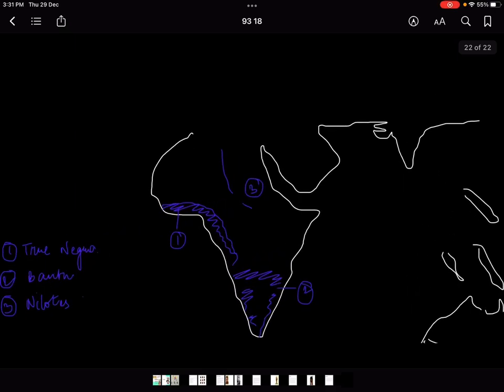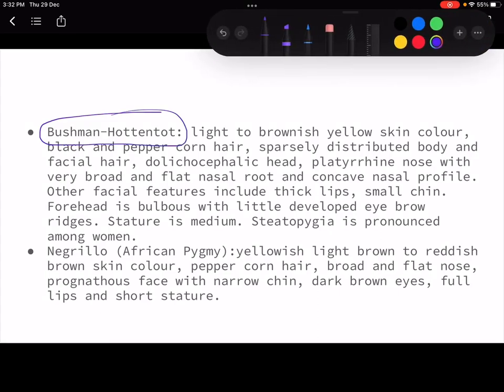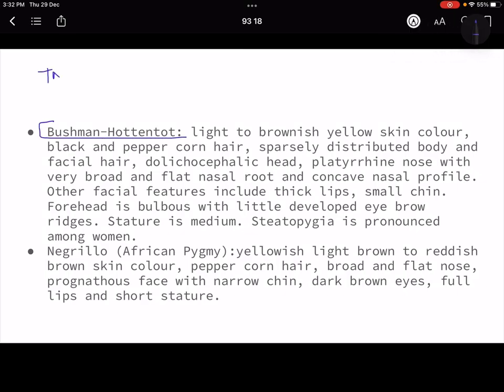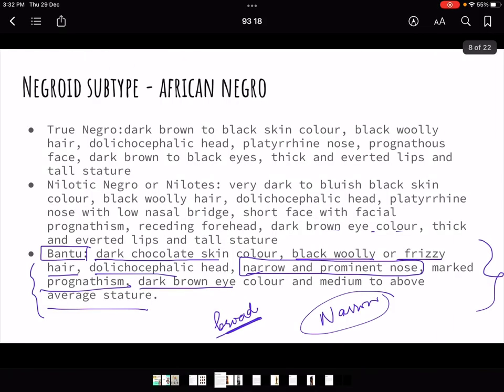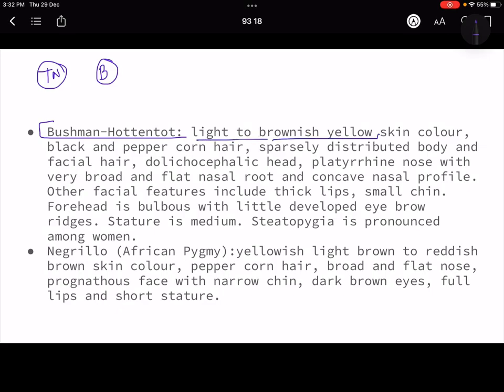Okay, let's go back. Now comes the Bushmen and Hottentots. Okay, this is the fourth category in the African Negroes itself. We have seen 3. We have seen the true Negro, usual characters of Negroid you have to put. ठीक है. Then we have studied about the Bantu. उधर Bantu में we studied that they have like different characteristic है उनका narrow and prominent nose, and we have the Nilotics जिनका bluish black skin is the different character. Now comes the Bushman Hottentot. Now they have yellow, light to brownish yellow skin color. Now they have a yellowish undertone to the skin.